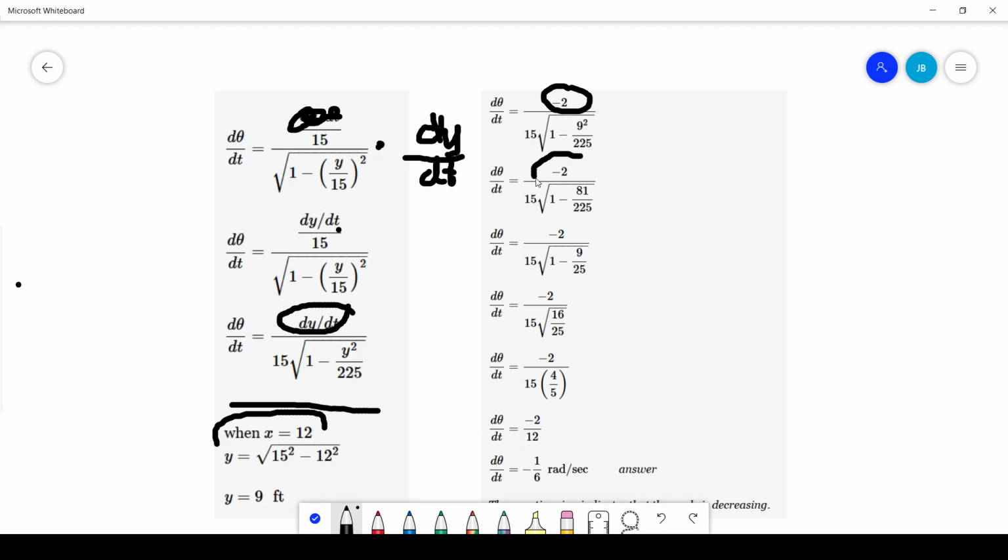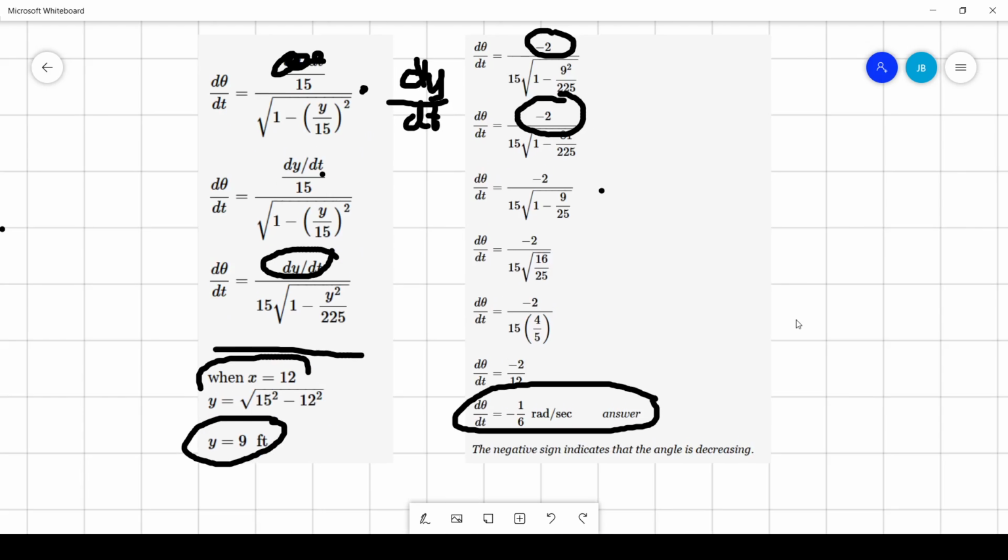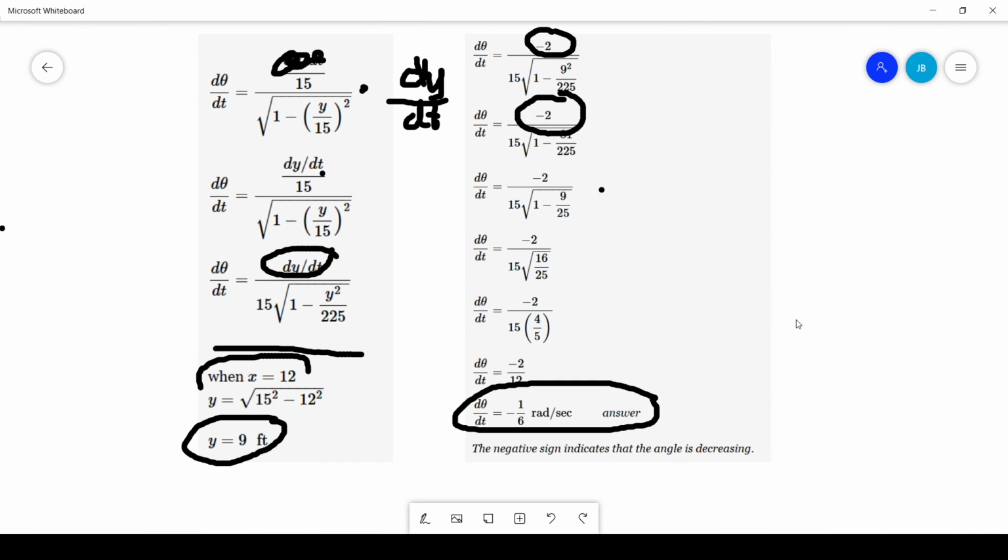So this one, that's negative 2 over 15 square root of 1 minus y squared over 15 squared. We already have the y value, which is 9. Okay, and then if we substitute all those using our calculator, you will have this as your answer. So that is d theta over dt, which is negative 1 over 6 rad per second. So take note that negative there indicates that the angle is decreasing.